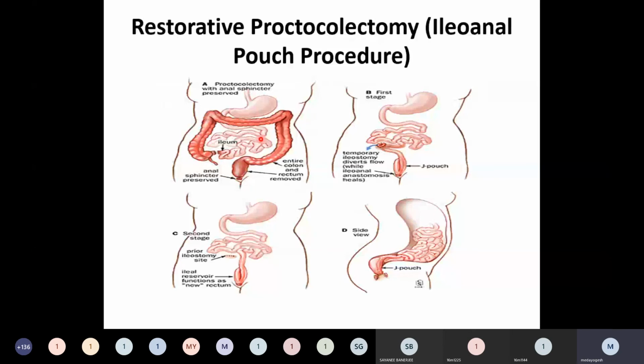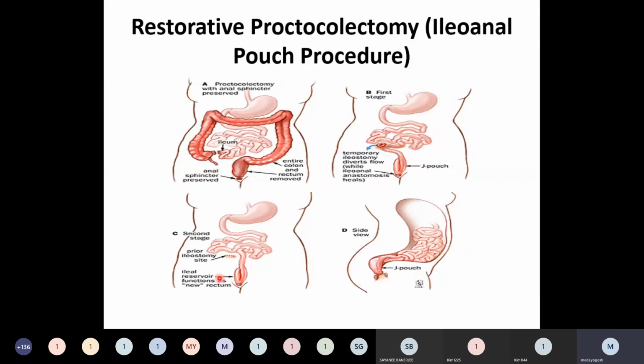So here you can see that once we remove the whole of the colon and the rectum, preserving the anal sphincter, the ileum is made into a pouch. Sometimes we will have to do what is called a temporary ileostomy, because the risk of leak in this anastomosis is quite high in this pouch anal anastomosis. So we'll have to do an ileostomy which diverts the flow away from the anastomosis, and we can revert it back after the anastomosis has healed, probably after 3-4 weeks.